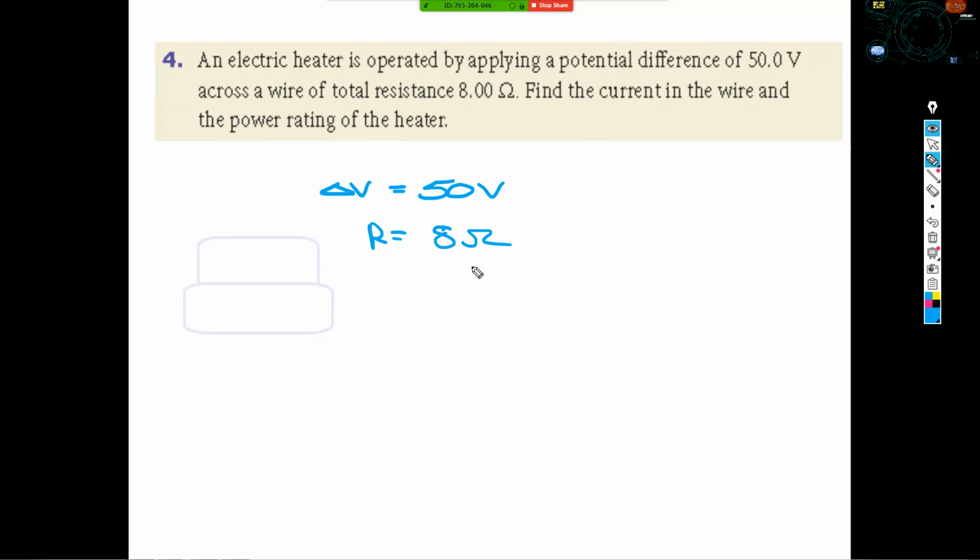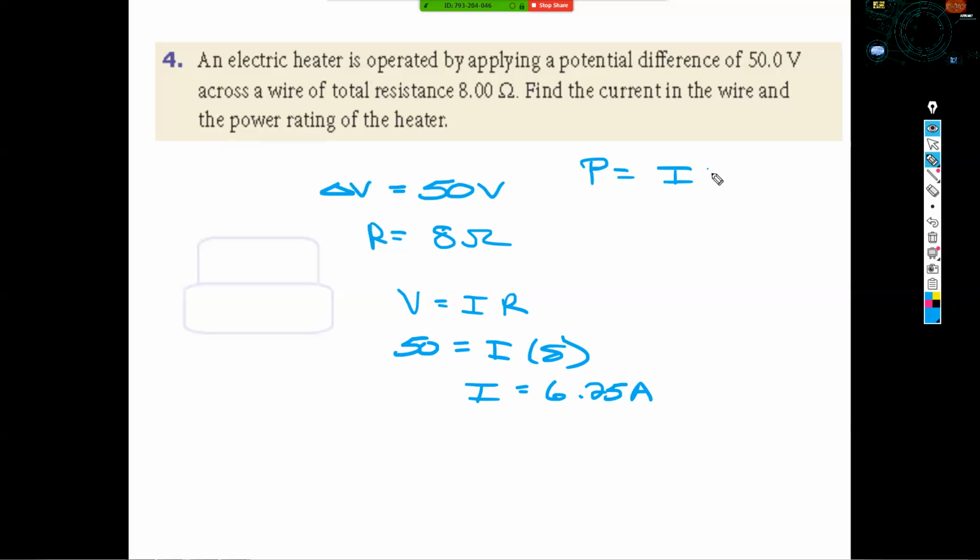All right. So I have V and R. I'm going to go ahead and use V equals IR to find my current, and then we'll find the power rating secondly. So 50 volts equals my current times 8 ohms, and the current should be 6.25 amps. All right, find the power rating that you would see. So 6.25 amps times your 50 volts, and you'd see a power rating of about 312.5 watts.